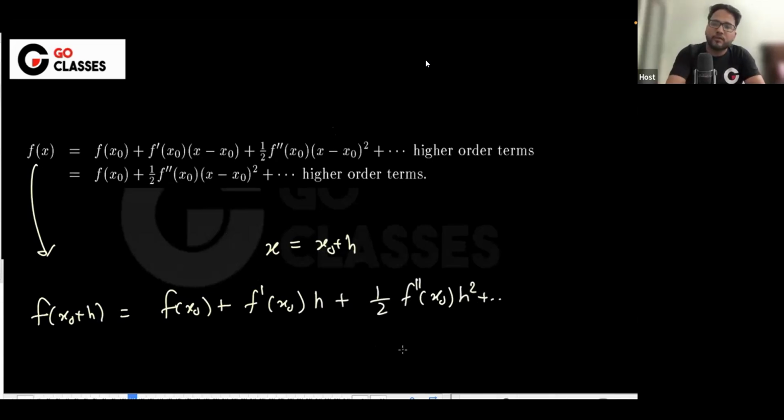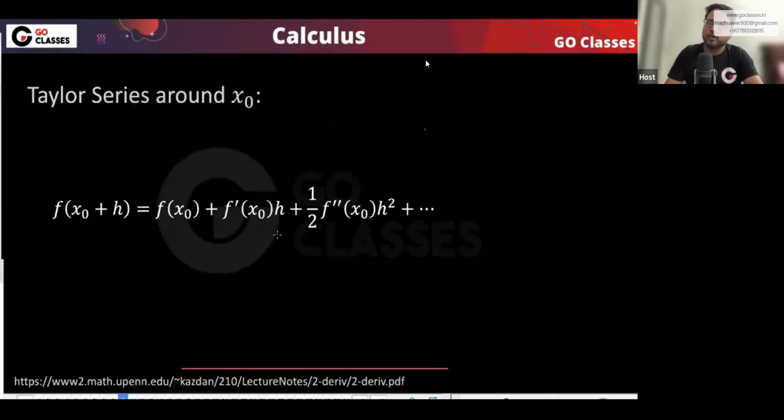So basically, this is the Taylor series formula. It's okay if you don't remember it. The Taylor series formula says that if you want to find f of x naught plus h, then it is f of x naught plus f dash x naught into h plus 1 by 2 f double dash x naught into h square and so on. Now suppose this point x naught plus h is very near to x naught.